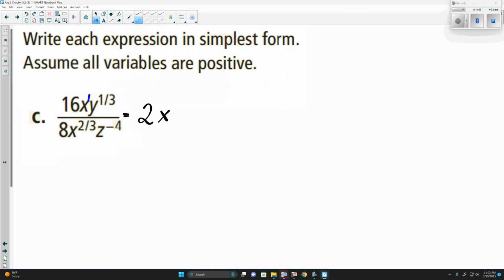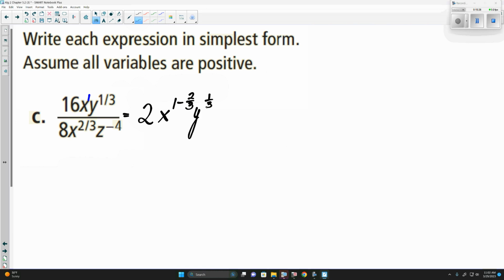For our x's, we have, guys, let's focus up here. We have x to the first on top. We have x to the 2/3 on bottom. So whenever we divide like bases, we can subtract the exponents. So we're going to say 1 minus 2/3. Now y is only in the numerator, so we can leave it as y to the 1/3.